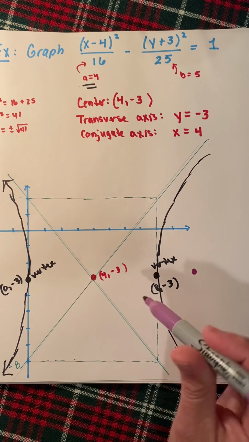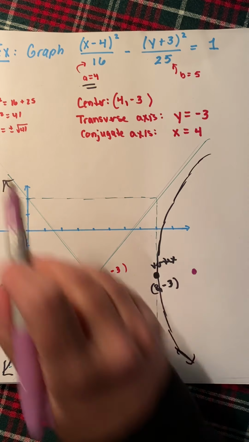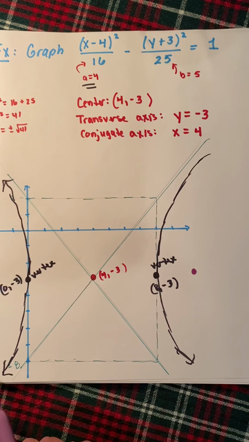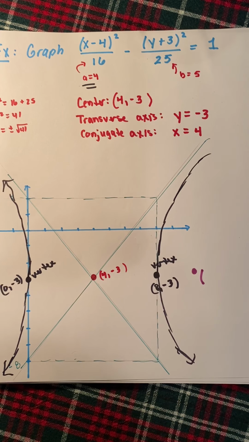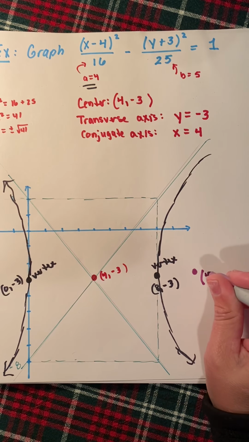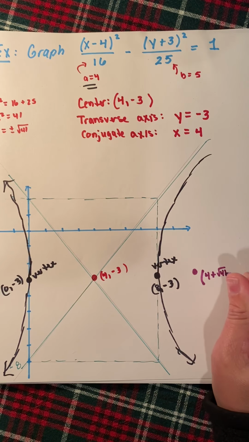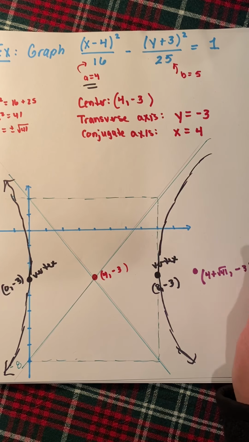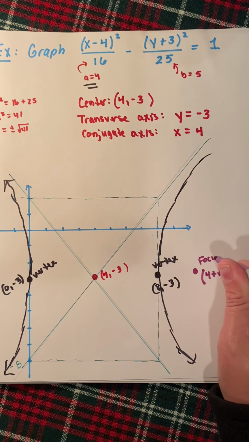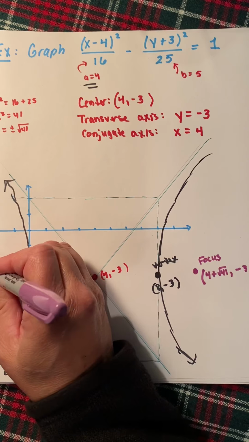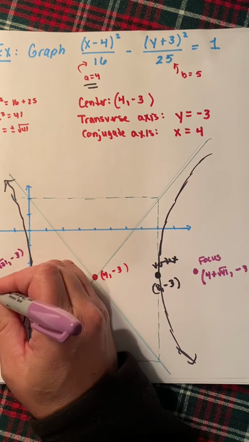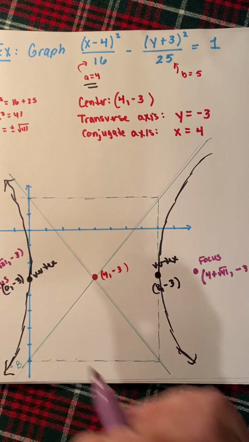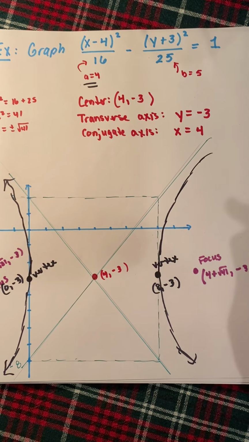Right? So this distance from here to here is going to be the square root of 41. So the coordinates of this point is going to be 4 plus the square root of 41, and then my height would be at -3, and that's one focus. And then this point would be 4 minus the square root of 21, also at -3, height of -3, and that's the other focus.